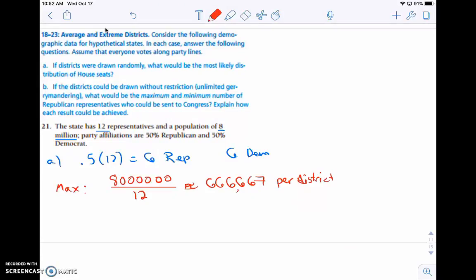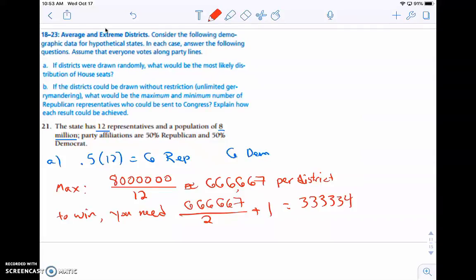So if that's the number of people in each district approximately, then to win, you need to have half of the population, and then I'm just going to tack on an extra 1 because you have to win by at least 1 vote. So if I cut it in half and then add 1, you would need 333,334 approximately people to win. Because again, the +1 is so that you're not exactly split 50-50, you have just 1 more vote than the other party. So this is the minimum amount of people needed to win a certain district.